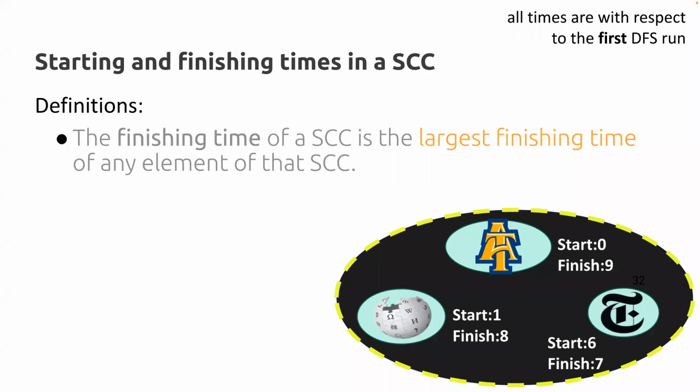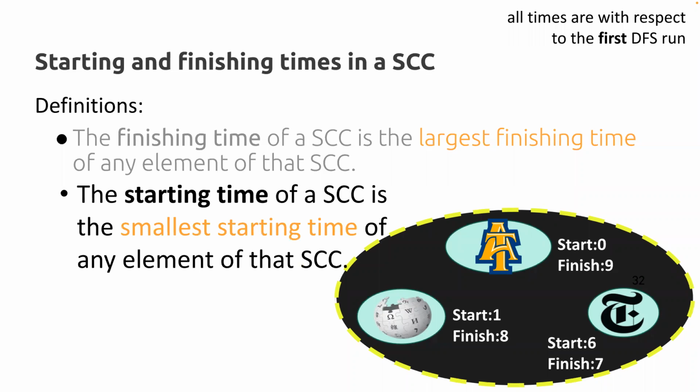It's like, when am I done with the entire component? It's whenever I was done with the node I was done with last. That tells me the time I was done with the strongly connected component, okay? The starting time is going to be the smallest starting time of any element in the strongly connected component, okay? So for this strongly connected component, the starting time is 0 and the finish time is 9. Does that make sense intuitively, what we're defining here? These are just definitions to help us understand why the algorithm works, okay? All right, cool.